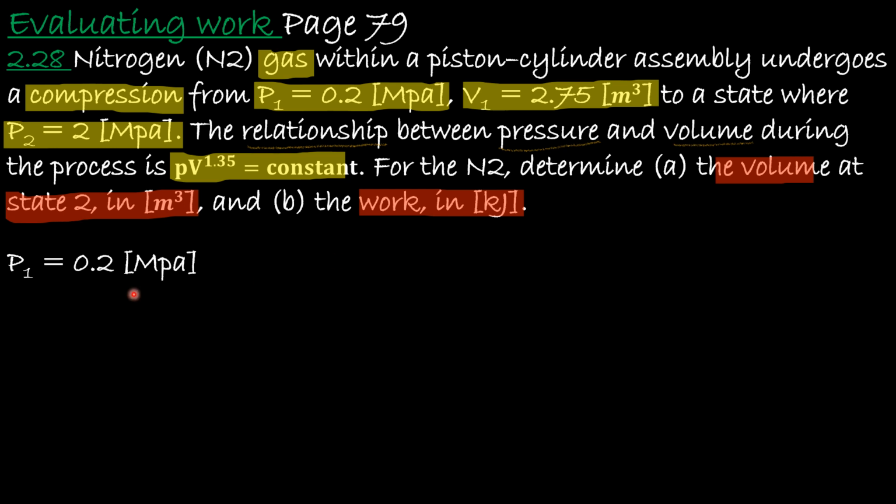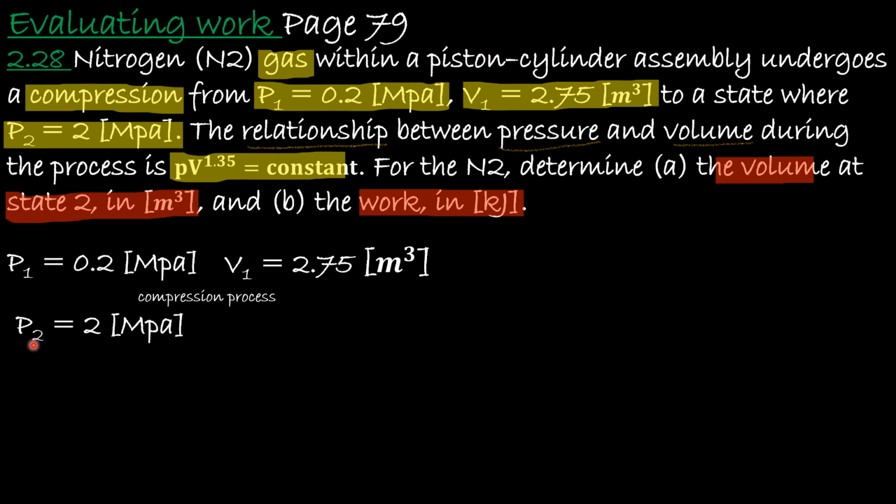So here we are given pressure 1, 0.2 megapascal, volume 1, 2.75 meter cube. This gas, from this state, went under compression. This gas is inside the piston cylinder assembly. The piston compresses the gas and it increases its pressure to 2 megapascal. And we are told to find the volume of the gas in this state.